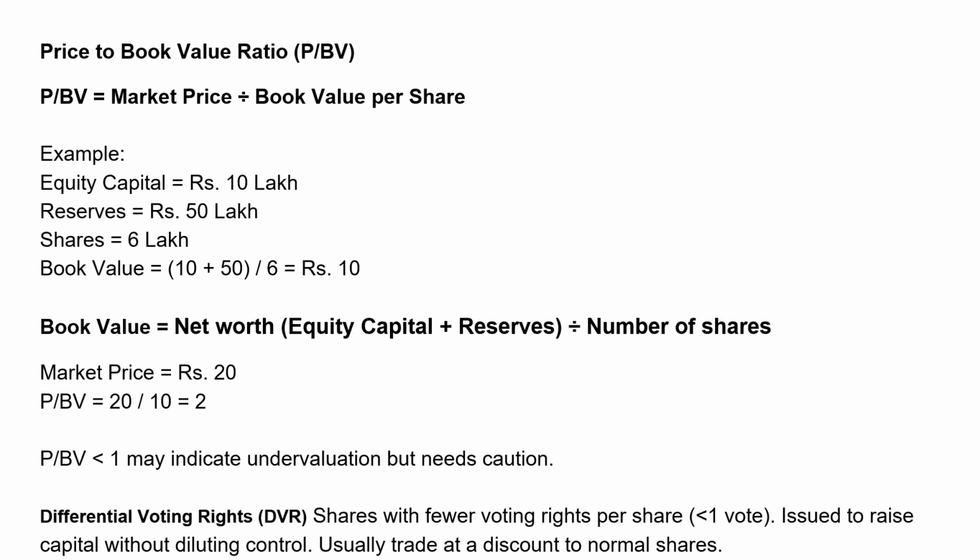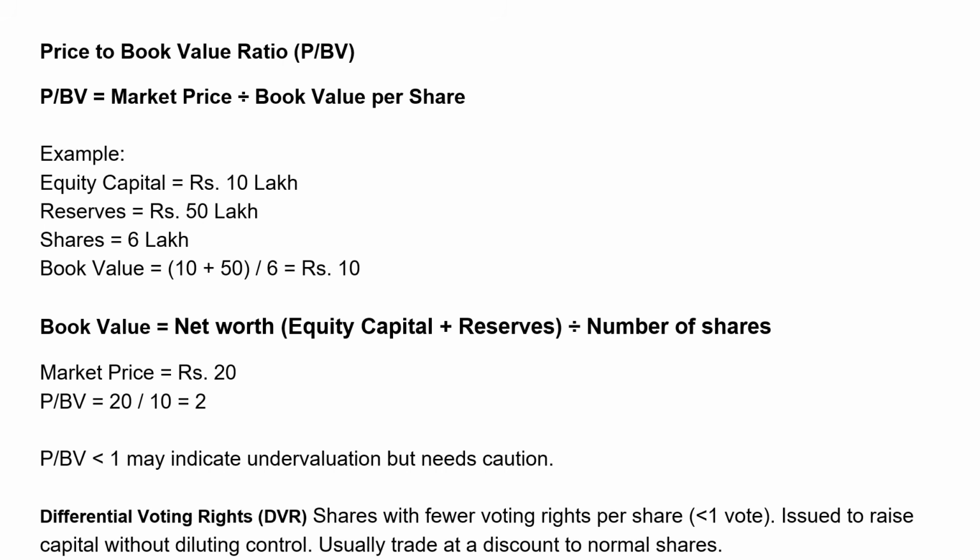In order to find out the book value, you would add the equity capital plus reserves, that is 10 plus 50, that is 60, divided by 6 lakhs, the number of shares that are there in the market, and by doing this you are able to find out the book value. Book value is very easy to find out, right? You know the equity capital, you know the reserves, you add both of them and divide by the total number of outstanding shares, and you get the value which is called the book value of the share.